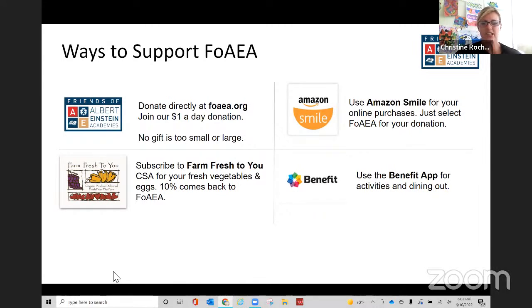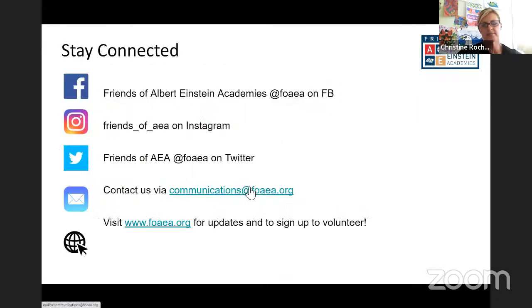So I think that's something that if you're already doing one of these fresh fruits and vegetables delivered to your house, consider doing Farm Fresh to You, because every little bit does help. I think the last check that we got from them was $700. So if you're going to do it anyway, if you're interested in signing up, that's a great opportunity. And then there are also a couple other ways to donate. We've got the $1 a day donation, and then the benefit app that you can use for activities and dining out. So next slide, Julie.